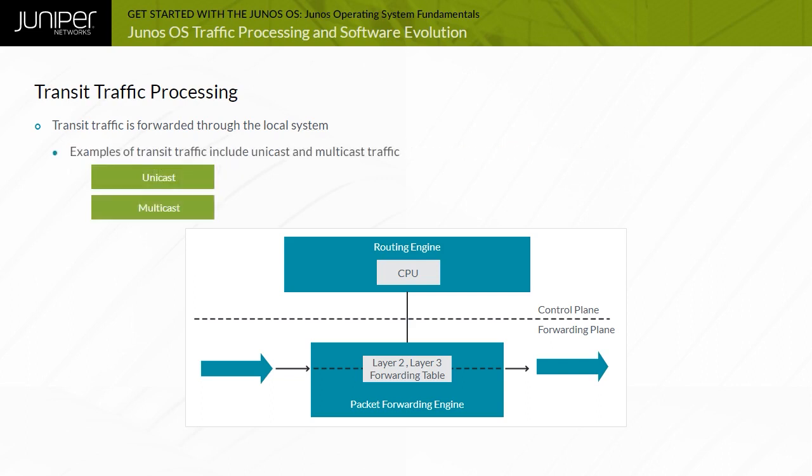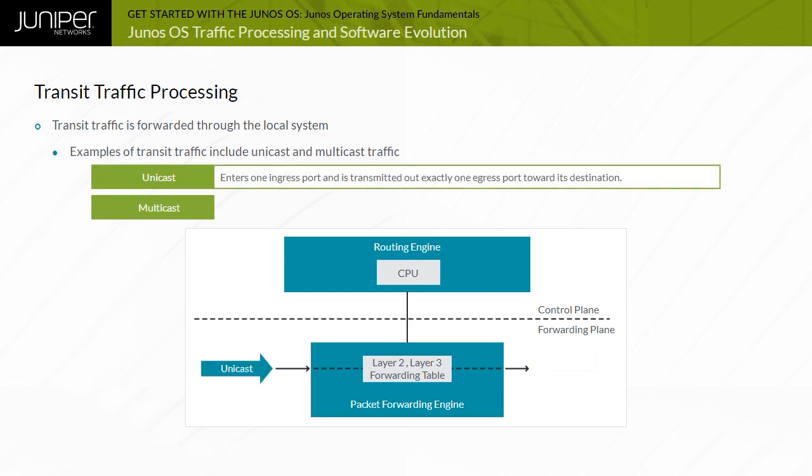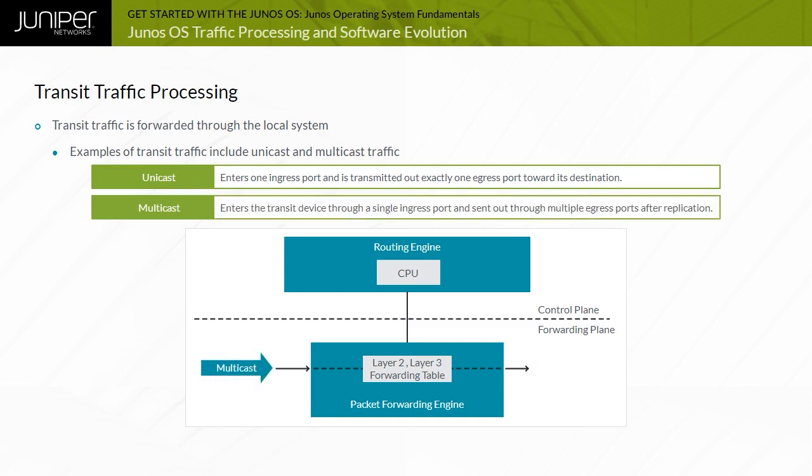Transit traffic can be both unicast and multicast traffic. Unicast transit traffic enters one ingress port and is transmitted out exactly one egress port toward its destination. Although multicast transit traffic also enters the transit device through a single ingress port, it can be replicated and sent out multiple egress ports depending on the number of multicast receivers and the network environment.